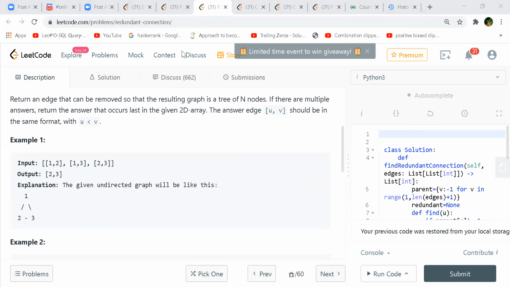Yeah, sorry, Shashank, go ahead. Yeah, no. Let's move to the next one. Yeah.